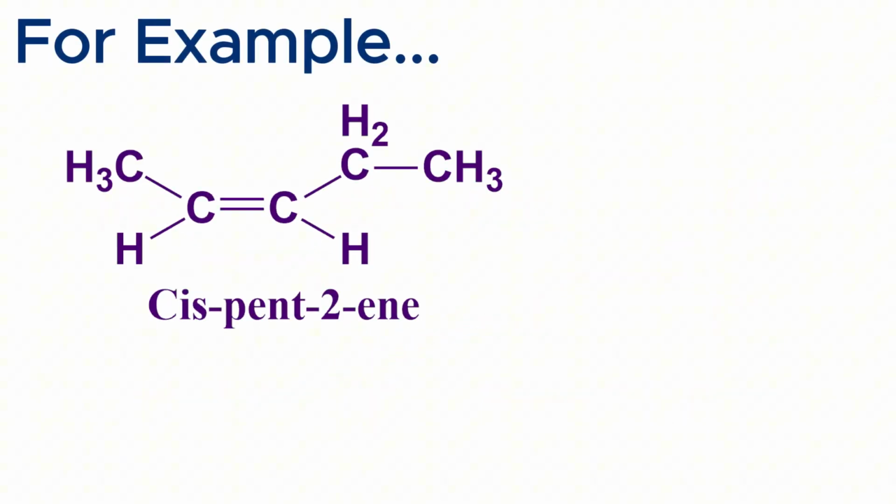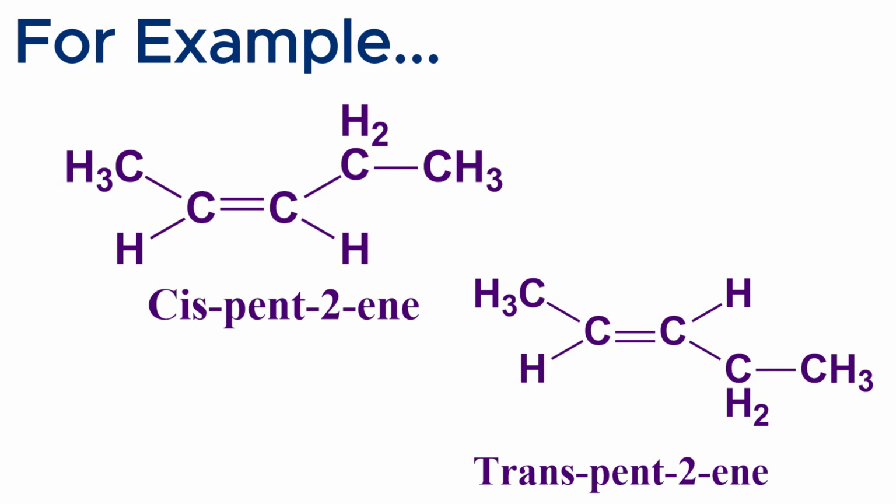In cis-pent-2-ene, the two larger groups, one methyl and one ethyl group, are on the same side of the double bond at carbon 2. Likewise, the hydrogen atoms attached to these carbons are also on the same side. This makes it the cis isomer. On the other hand, in trans-pent-2-ene, the methyl and ethyl group are on opposite sides of the double bond. The hydrogen atoms are also positioned on opposite sides, which gives it the trans configuration.